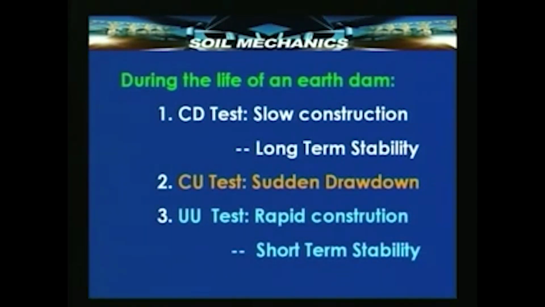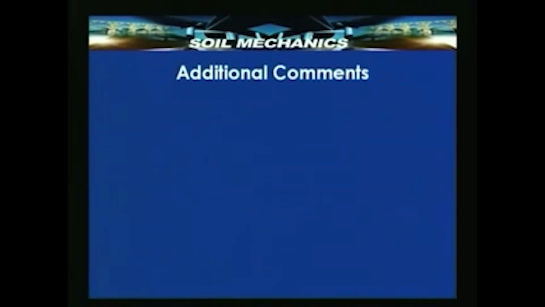Therefore, to summarize, during the life of an earth dam, slow construction and long term stability would both involve determining shear strength parameters, drained shear strength parameters, through the CD test. For sudden drawdown, CU test, and for rapid construction and the corresponding short term stability, UU test would be appropriate. Let us see a few additional comments on this aspect involving drainages.